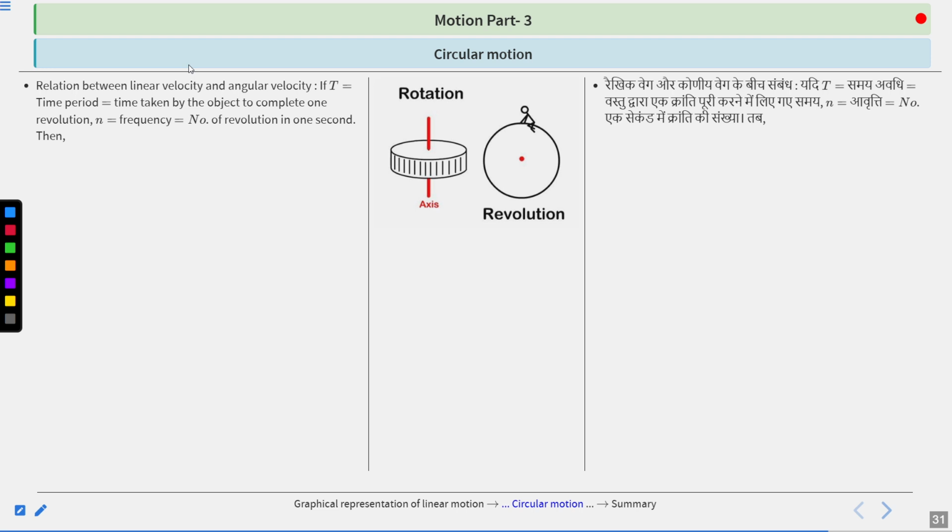Relation between linear velocity and angular velocity. If T is equal to time period, the time taken by the object to complete one revolution, and n is equal to frequency, the number of revolutions in 1 second, then T is equal to 1 by n, or n is equal to 1 by T, or nT is equal to 1.